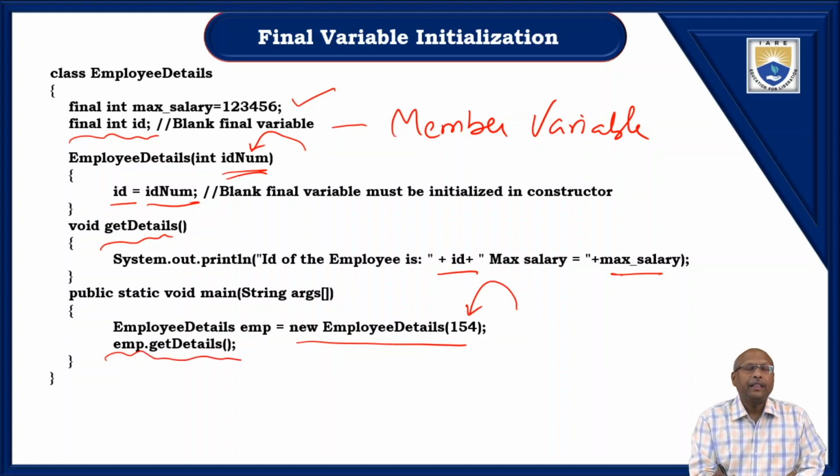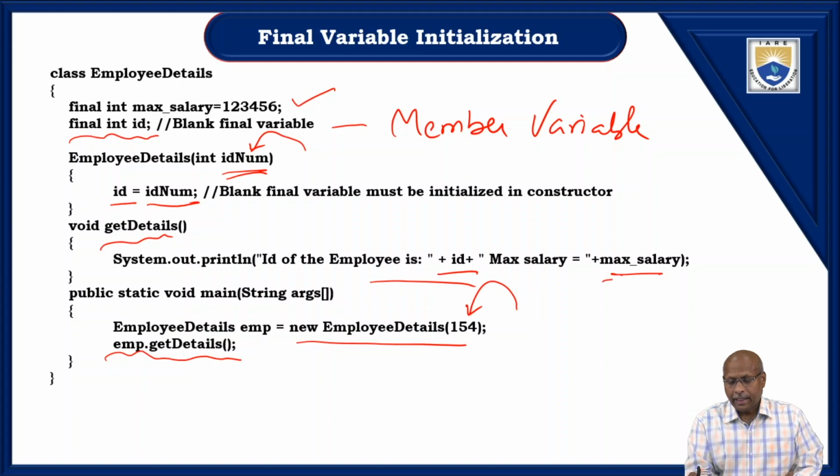Now I am printing the details of the employee. It will print the ID as well as the salary. Here both are my final variables, but one is a final variable with some value and the other is a final blank variable, which I am initializing during the object creation. So this is a simple program to use the final keyword.